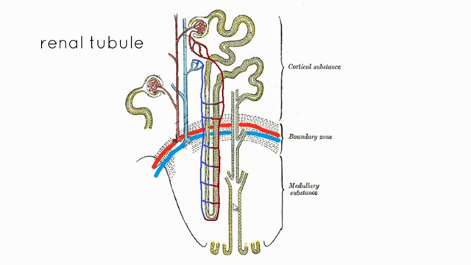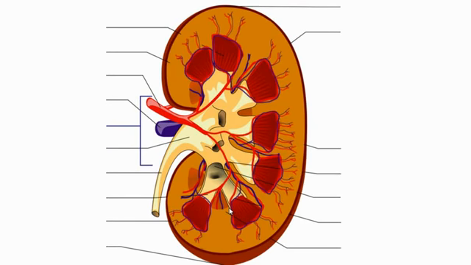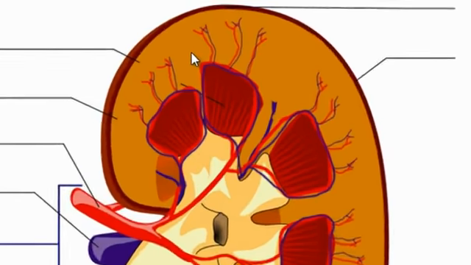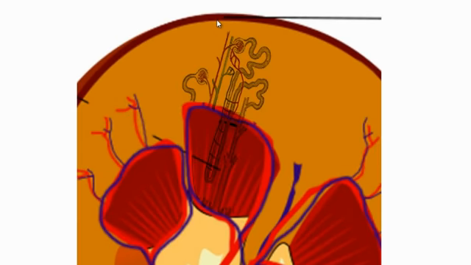So there are three sort of basic parts of the nephron. You've got the renal corpuscle consisting of the glomerulus and Bowman's capsule, and then you've got the renal tubule, and then the collecting duct at the end. So how does the nephron fit into our picture of the kidney? Well, I'll show you that now. So we're gonna zoom into one of these, to this sort of area. So we're gonna zoom into one of the renal pyramids.